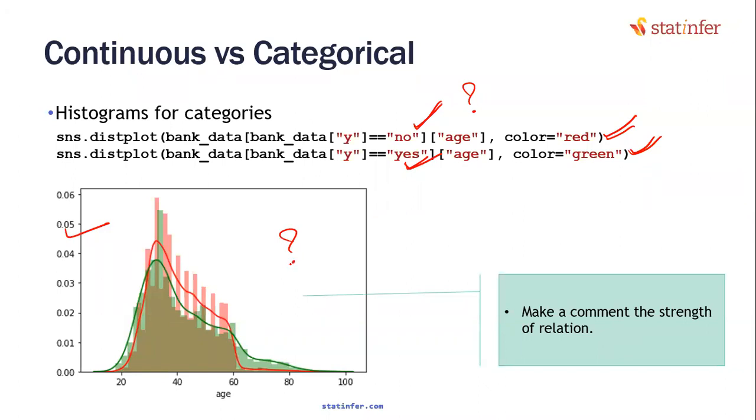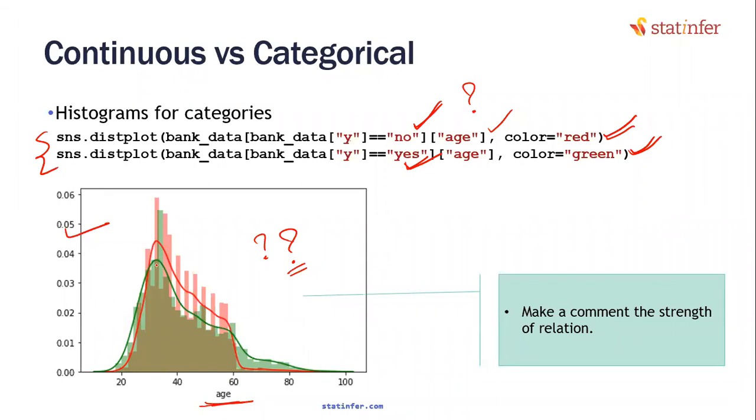Can you tell me whether there is any significant difference between them, or there is no significant difference? Almost the distribution looks the same. What do you say? Tell me. I haven't told you. Can you make a comment on this? Is there a higher age for some people who haven't purchased, or a lower age for some people who have not purchased? See, age is on the x-axis. These are all the counts.